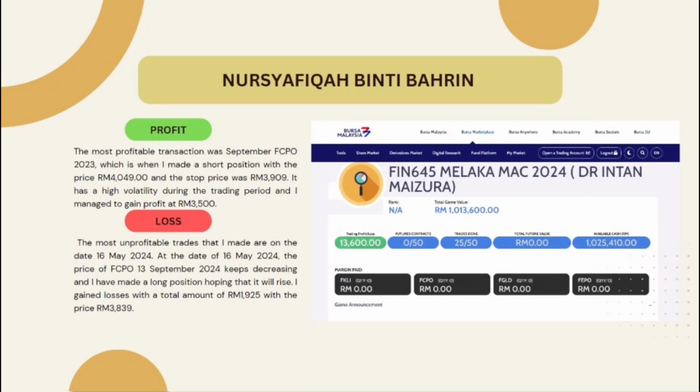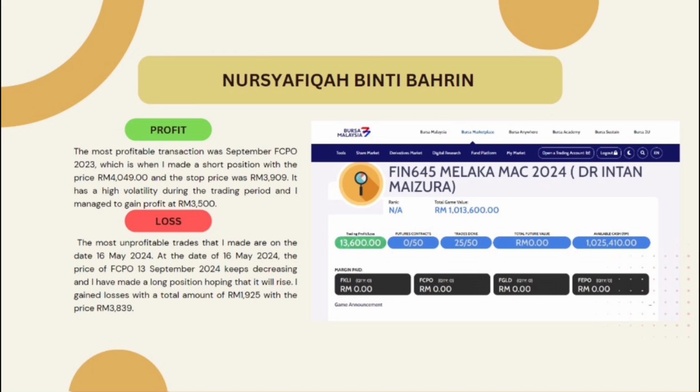The most profitable transaction was September FCPO 2023, where I made a short position at the price of RM4049 and the stock price was 3909. It had high volatility during the trading period and I managed to gain a profit of RM3,500. The most unprofitable trade that I made was on 16 May 2024.